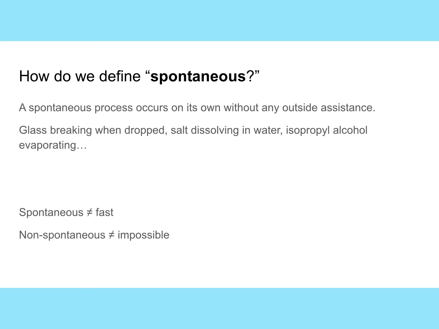So let's talk real briefly about what we mean by a spontaneous process. That word is not a science word. That's just a normal English word. And I think you can probably understand the definition: a process that happens on its own without any outside assistance. So I drop a glass, it breaks. Salt dissolves in water. Alcohol evaporates. Things that just happen without help are spontaneous.